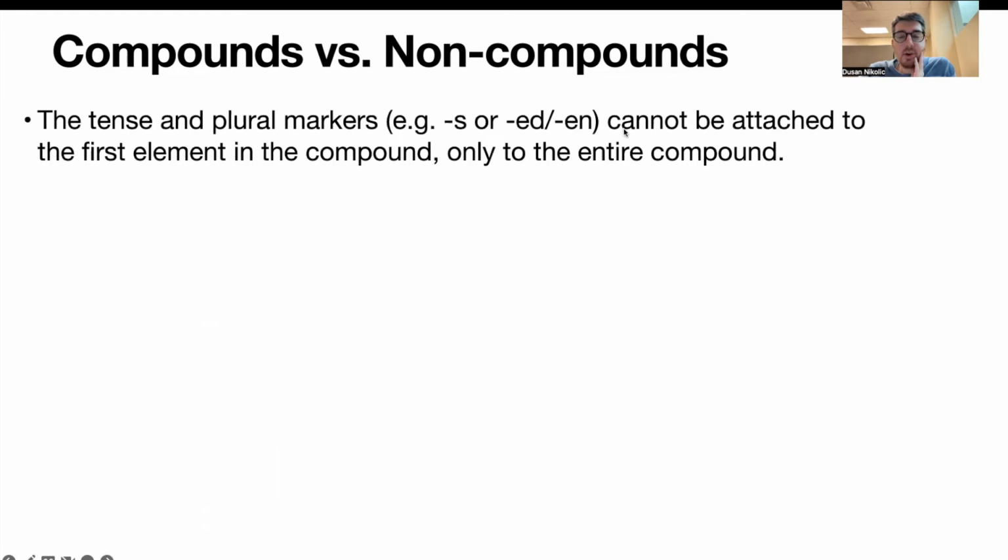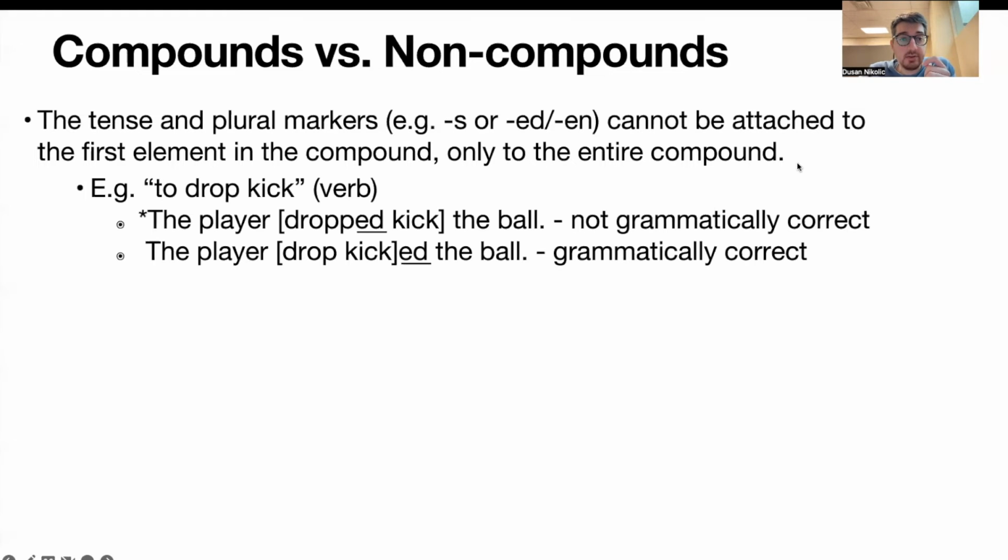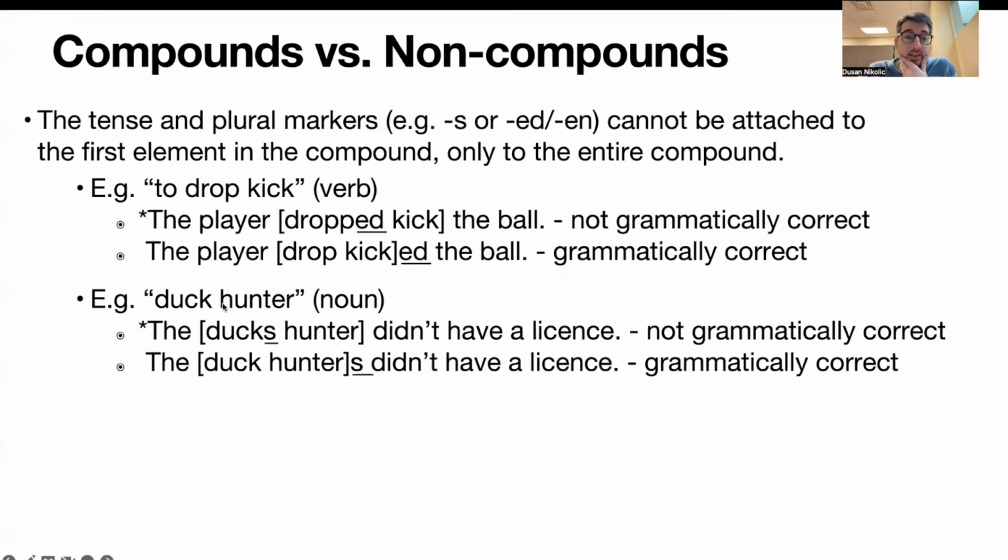Well, the tense and plural marker cannot be attached to the first element in the compound, only to the entire compound. So for example, we can compare it to some other compounds, such as drop kick. The player dropped kick the ball. It's not grammatically correct, right? The player drop kicked the ball. That's grammatically correct. So it attaches to the whole compound. The duck's hunter didn't have a license, so that's not true. The duck hunters didn't have a license. That's grammatically correct, right? So it attaches to the whole compound.